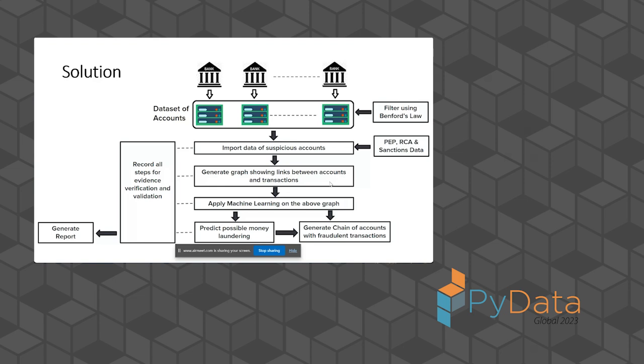Now we can apply Benford's law here. We'll see what Benford's law is. Benford's law gives us some indication, some hints, of possible money laundering. Then after that, we have to import data of suspicious accounts. And here we also need to consider whether these accounts are related to PEP, RCA, or even sanctions data.